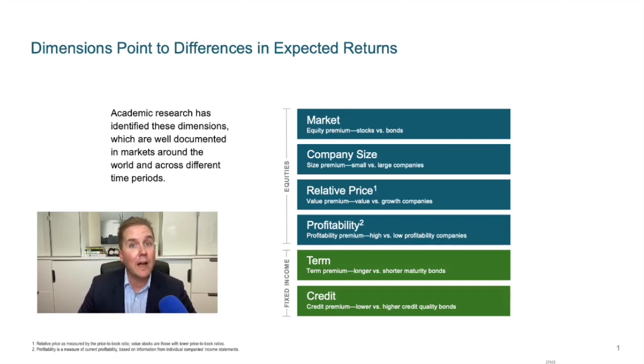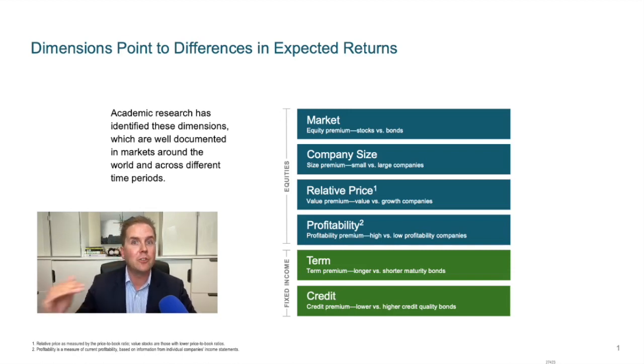Relative price is value stocks. So relatively cheap stocks have outperformed relatively expensive stocks. And then finally, within the equity asset class, more profitable companies or profitable firms have generated higher returns than unprofitable firms. So those are the risk factors within the equity sleeve.